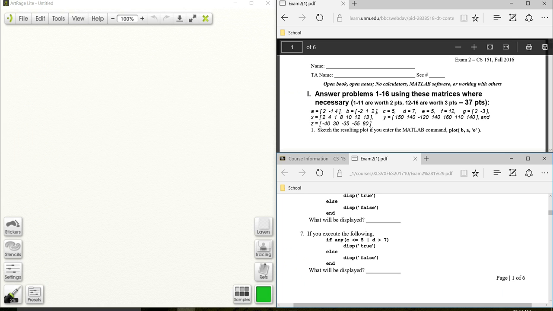If C is less than or equal to 5, or D is greater than 7, display true, else display false. Let's see what the value of C is. C is 5, so C is equal to 5. And since this is an OR, it doesn't matter if this one is a 1 or if this one's a 1. But let's just see, is D greater than 7? No, it's a 0. So this is sending out a 1, this is sending out a 0.